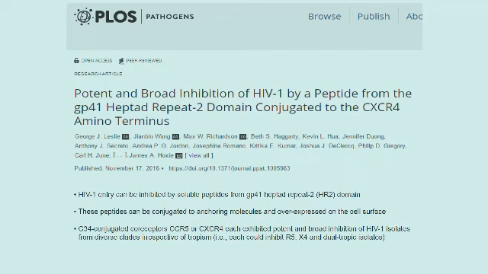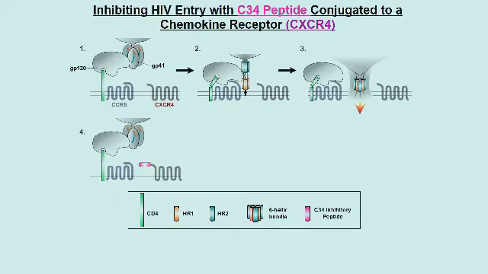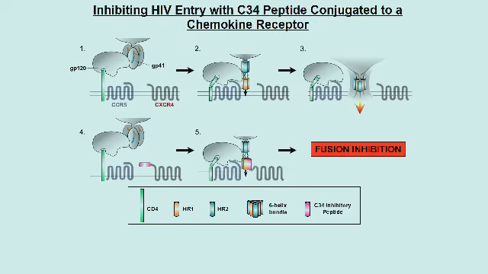So in other words, whether you conjugate that peptide to CCR5 or to CXCR4, it could inhibit tropic isolates that would bind to either. And so here's the mechanism looking at GP41 and HR1, and then the process of fusion. Here is the conjugation to CXCR4 to block this process and inhibit fusion.